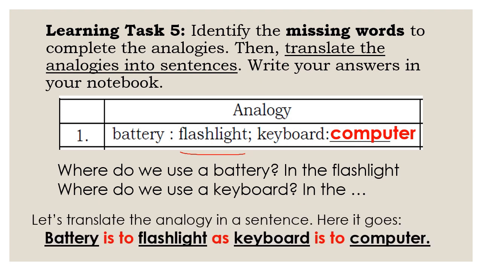Okay, let's translate the analogy in a sentence. Here it goes. Battery is to flashlight as keyboard is to computer. This is the translation for analogy number 1, wherein we substitute the first column with the words is to and the middle column with the word as and the remaining column with the word is to. Okay, again, let's repeat the sentence. Battery is to flashlight as keyboard is to computer.